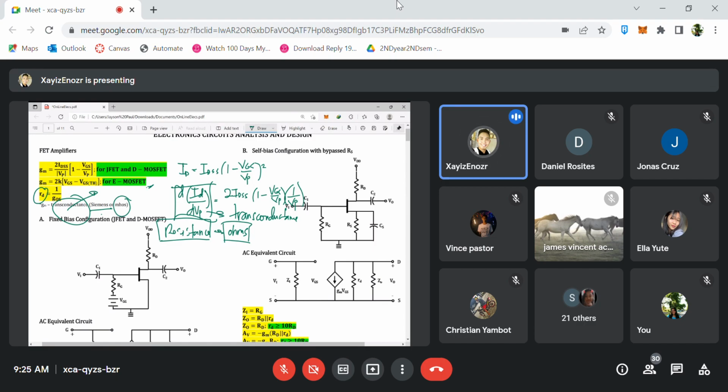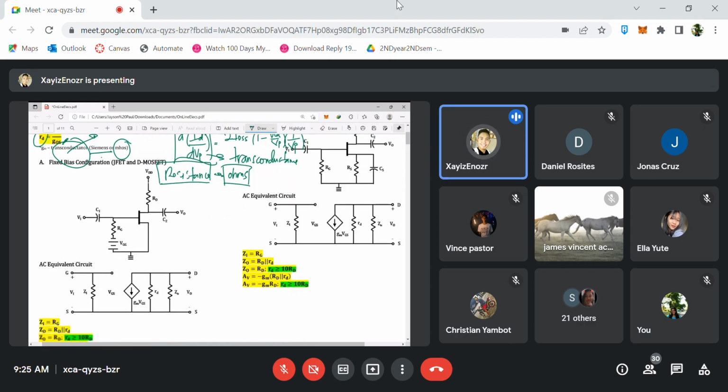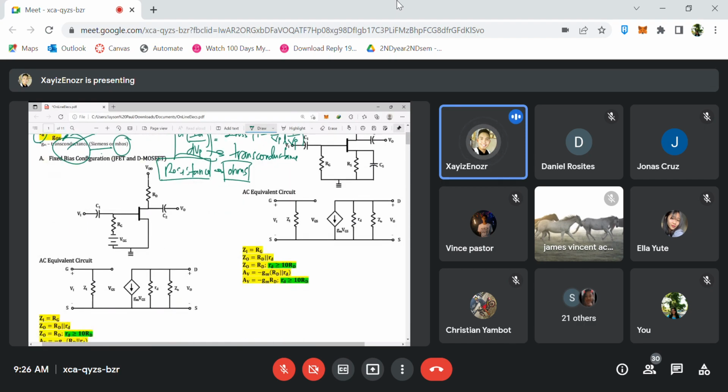So dito naman, so meron tayong rd or the dynamic resistance sa drain naman ng ating FET. It is yung reciprocal ng gos. gos is yung parang output conductance nung ating FET. Ito ay parameter siya na makita sa mga specification sheet. Okay, so let's see yung mga configurations. So first, we have here yung fixed bias configuration na common source. Okay, so fixed bias na common source to.